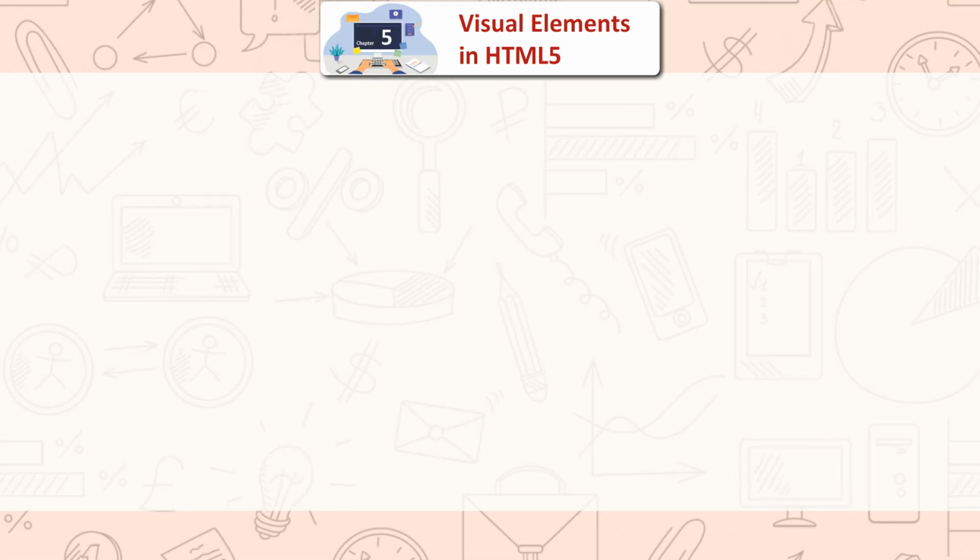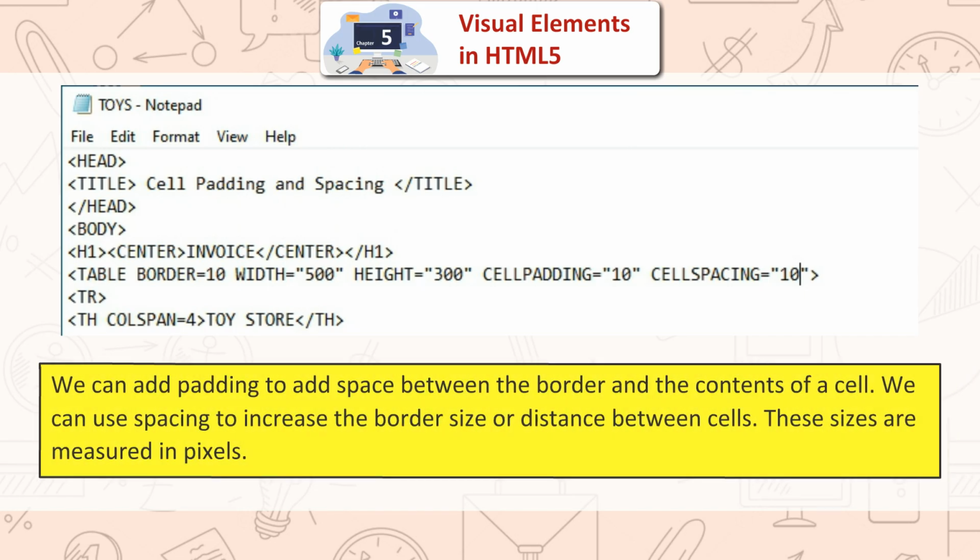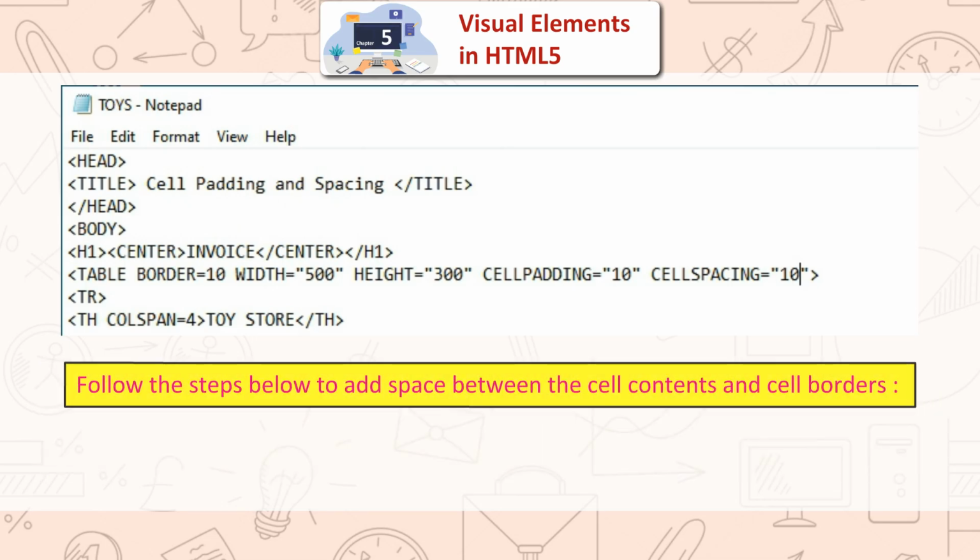Cell padding and spacing. The designated amount of space between the cell contents and the cell borders is called cell padding, whereas the space among cell borders is known as cell spacing. We can add padding to add space between the border and the contents of a cell. We can use spacing to increase the border size or distance between cells. These sizes are measured in pixels.